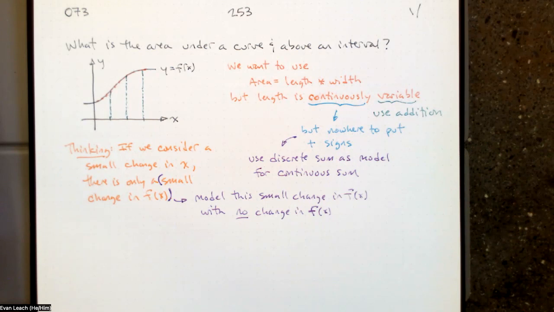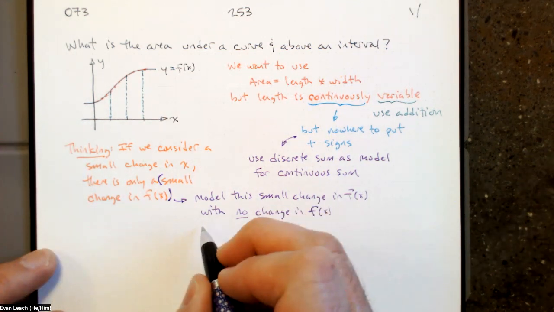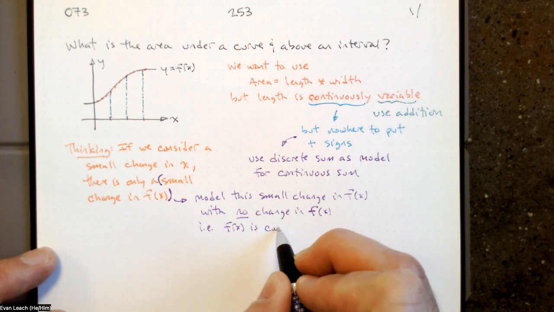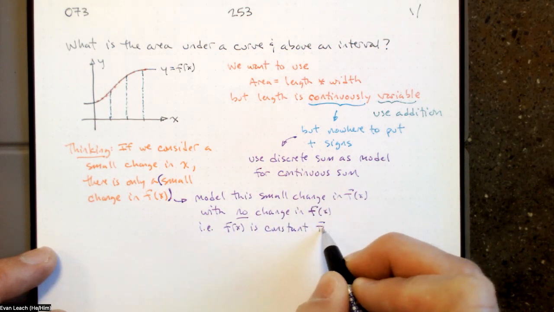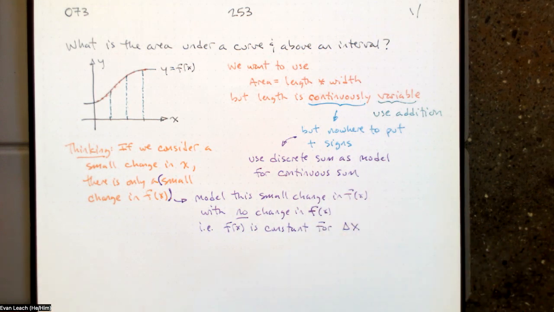We have a place to put the plus signs because we have small changes in x, and we get to use multiplication because I have a constant height or a constant length. This takes care of both of our problems. This will give us a place to put the plus signs. So what we're thinking is f of x is constant for delta x. So for some small delta x, we get to say f of x is constant.